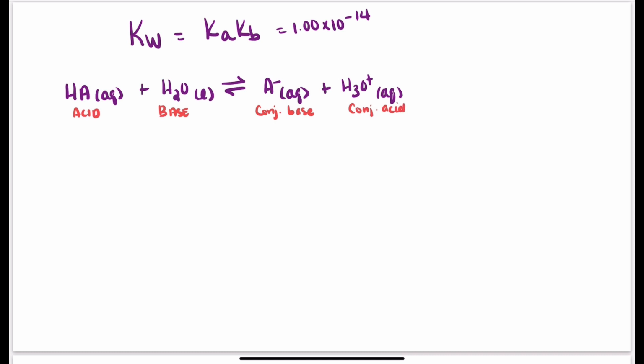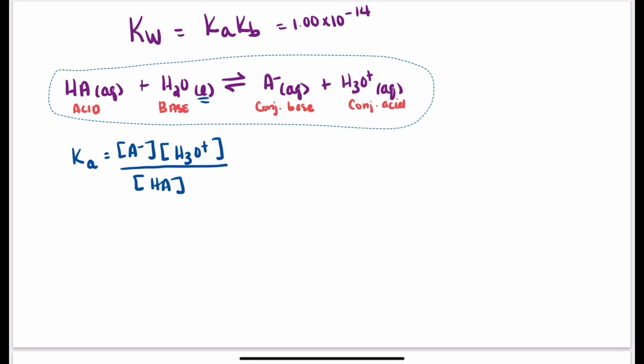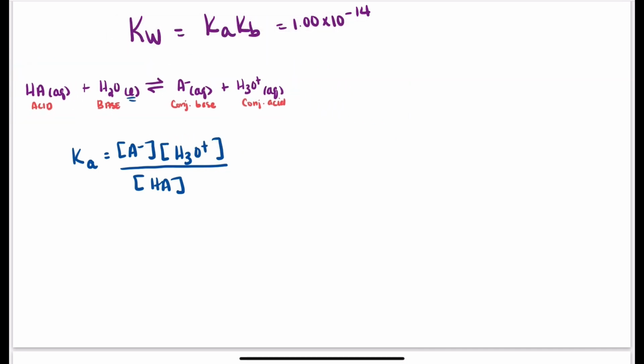acid. If I wrote the K expression for this, my K expression would be a Ka because it's an acid dissociation, and Ka is equal to the concentration of the conjugate base times hydronium concentration divided by the concentration of that acid. Again, I'm not including this water here. It is acting as a base, yes, but I'm not including it because it's a liquid. It's my solvent, which means that the concentration is virtually unchanged for the amount that's actually dissociating or reacting here. So I know I've got my Ka. Let's move that over a little bit for some space.